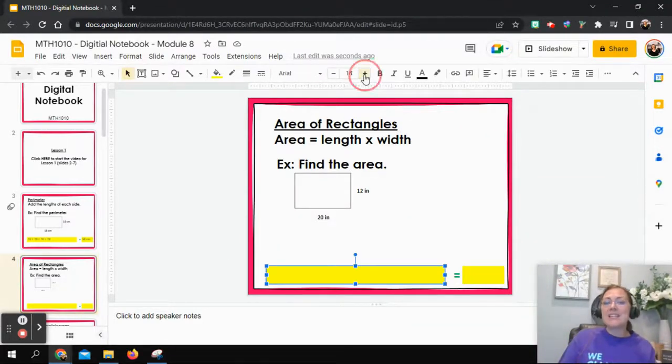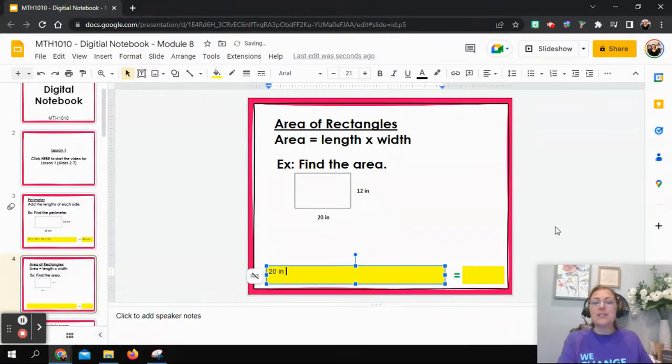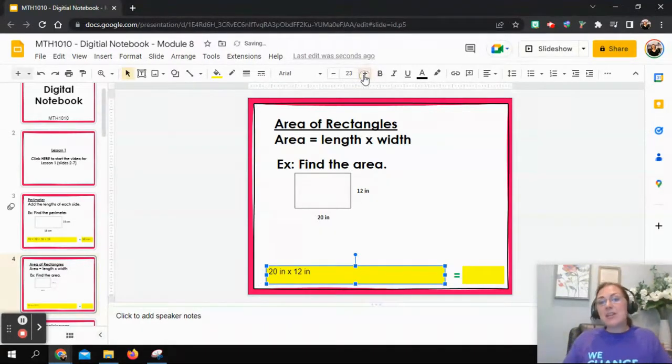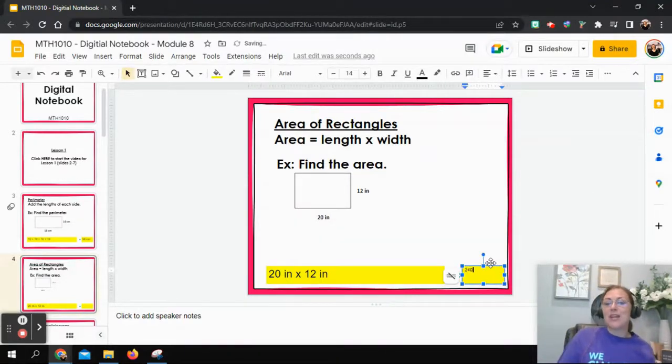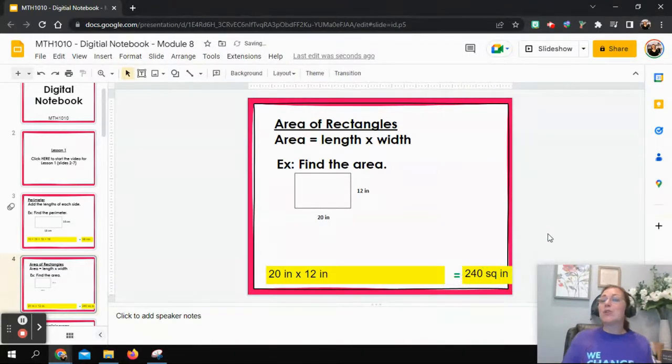I'm going to pay close attention to those units. So I'm doing 20 inches times 12 inches. The reason I'm making a big deal about the units is because I want you to see that we have inches times inches. So when we write our answer, we're not just going to say 240. We are going to say 240 square inches or 240 inches squared. However you want to write it is fine. You just want to make sure that you're not just saying 240 inches.